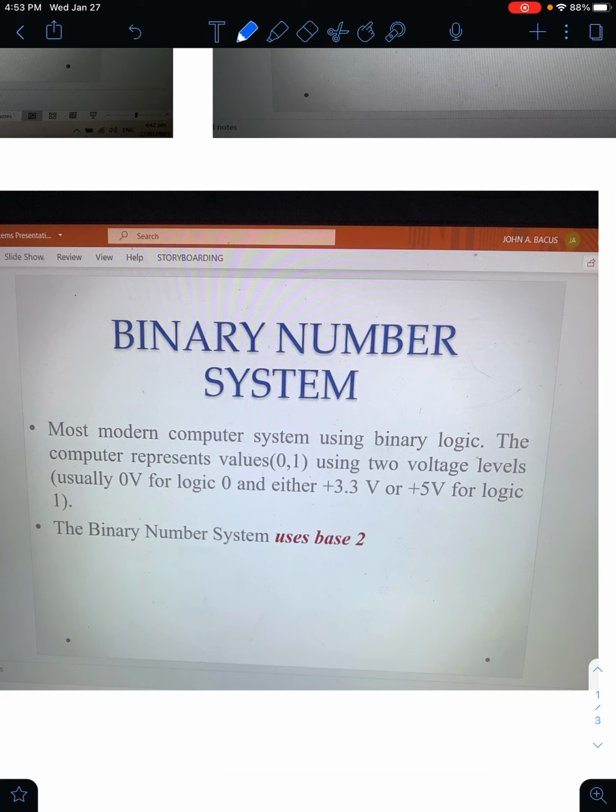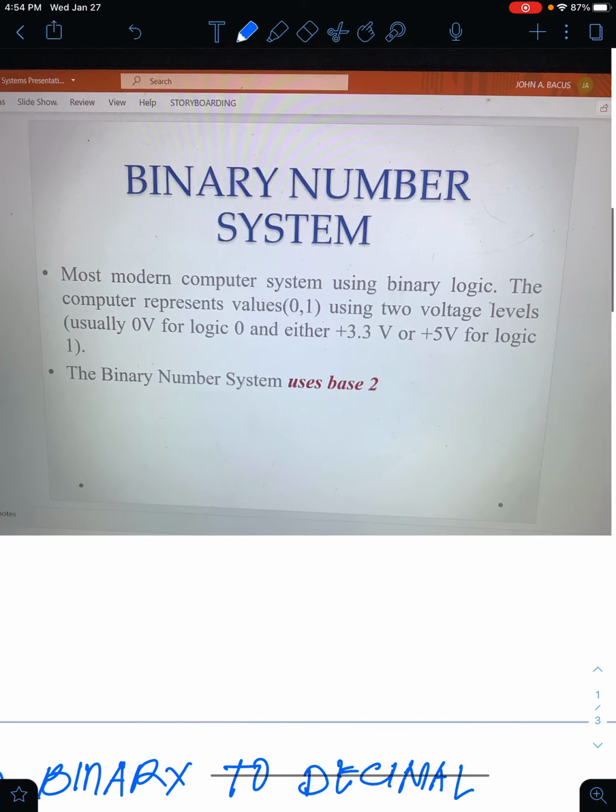Okay, what is a binary number system? Most modern computer systems use binary logic. The computer represents values 0 and 1 using two voltage levels, usually 0 volts for logic 0, and for logic 1, that's either 3.3 volts or 5 volts. The binary number system uses base number 2.